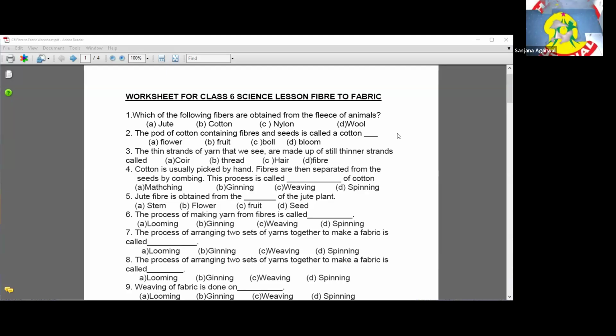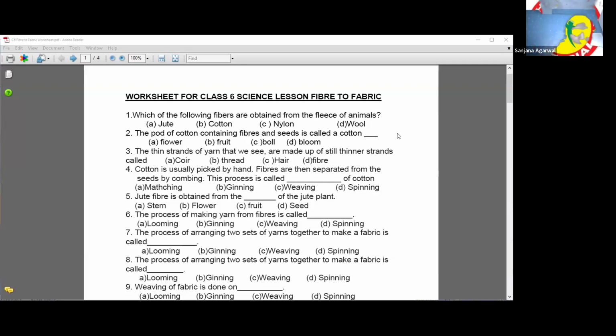Be quick. Correct. Second, pod of cotton containing fiber and seeds is called cotton. Okay. Good. All correct. Third, thin strands of yarn that we see are made up of still thinner strands called. Good, Trilokya. Very quick. Correct, Neha. Fine. All correct.